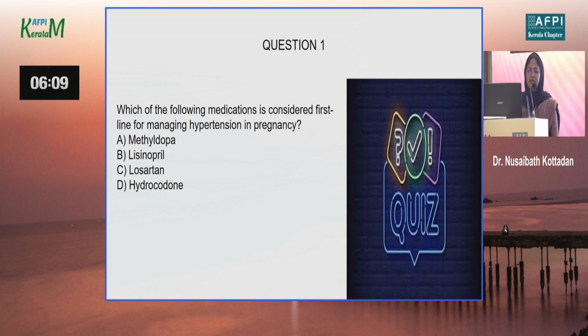So, we have a question. Which of the following medications is considered first line for managing hypertension in pregnancy? Option A, B, C, D. You are right. Option A, methyldopa is correct.